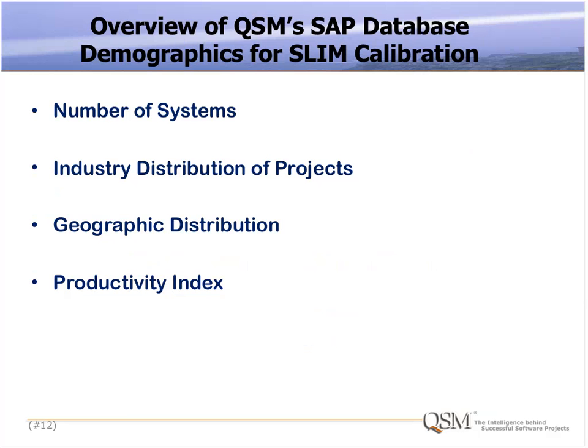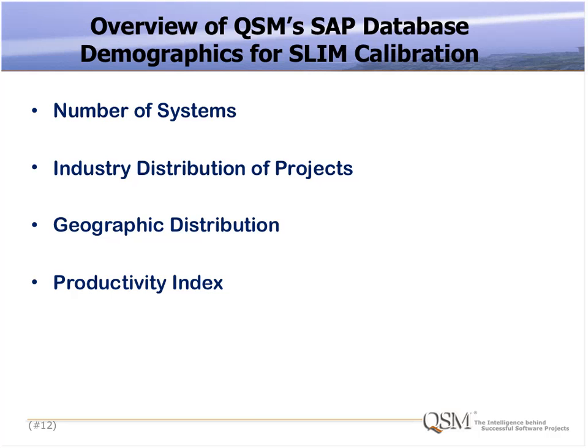Now, I mentioned the QSM database and actually using that to customize SLIM to SAP types of projects. In this example, I'm going to take you through a few slides of how we might break out the SAP database. Here I've got 4 basic demographics listed. We could go through many more, but for time constraints, we'll just take you through a few, just to give you a feel for how we're going to define the data and how we might break it out within SLIM.